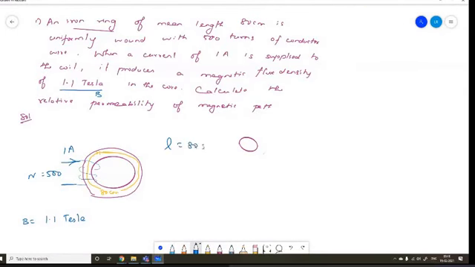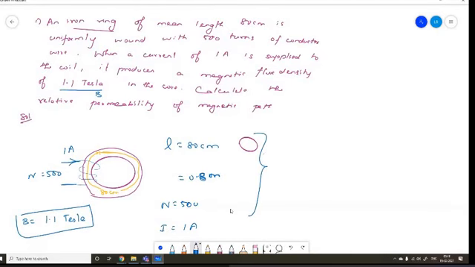So L is given to be 80 centimeter, which is nothing but 80 into 10 to the power minus 2, that is 0.8 meter, and N is given to be 500, and I is given to be 1 ampere, and B is given to be 1.1 Tesla. Now using this, we need to find what? We need to find the relative permeability of the magnetic path. Mu R has to be found.